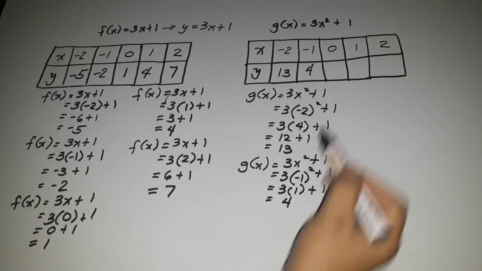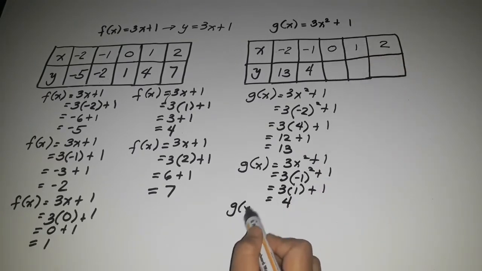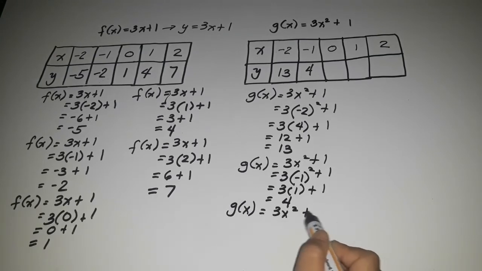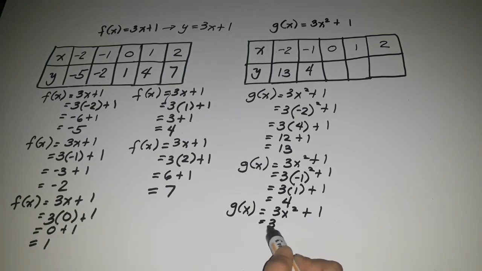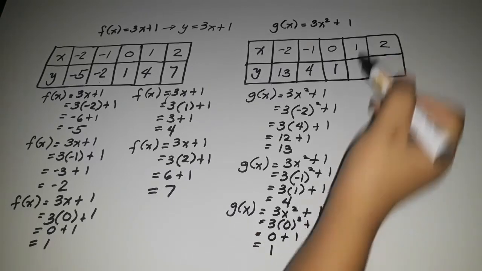Okay, next, the value of x is 0. We have g of x equals 3x squared plus 1. 3 times 0 square plus 1. 0 square is 0 times 3 is 0 plus 1. 0 plus 1 is 1. Therefore, the value of y or g of x is positive 1.